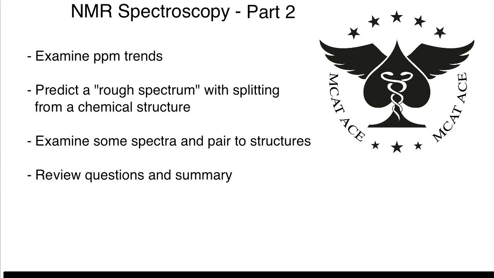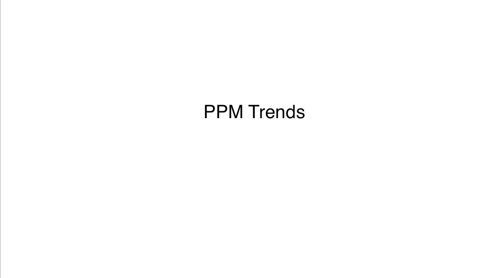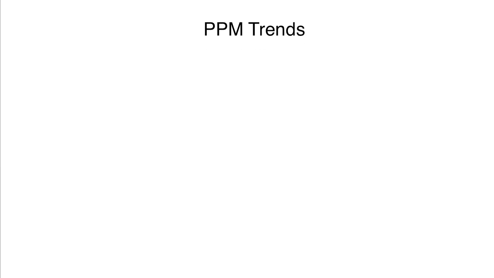To get started, let's take a look at ppm trends and some of the most common groups that you will find when solving for proton NMRs and where we would expect to find them along the spectrum. Just as a brief reminder, when we're dealing with proton NMR, you would range all the way from 0 ppm, which is where you would have your reference standard, and then you can go usually up to about 12 ppm at the highest point.